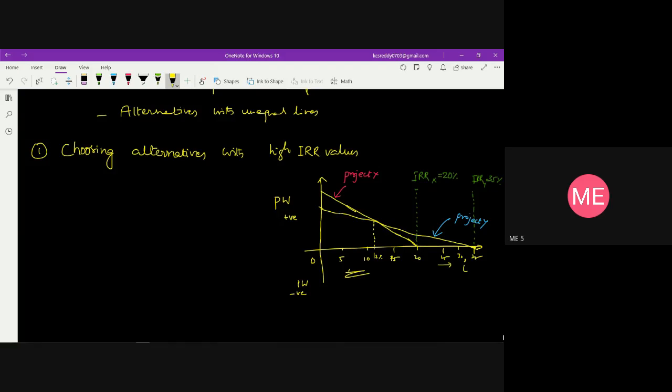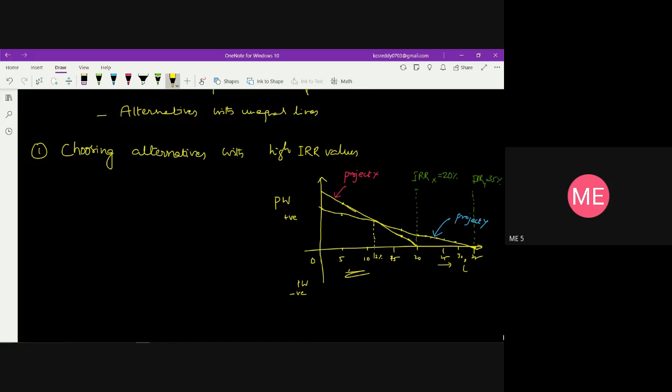So up to 12%, say at this particular 5%, if you take this as the project Y, and this as the present worth of the project X, project X is greater than project Y, up to 10%. After that, for I greater than 12%, the present worth of project Y is greater, and project X's present worth is comparatively lesser.